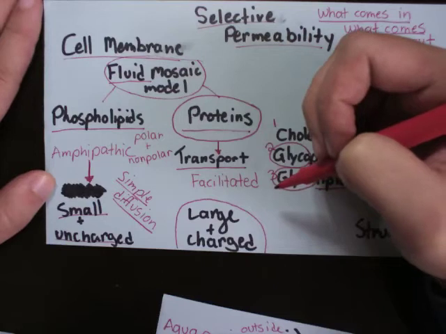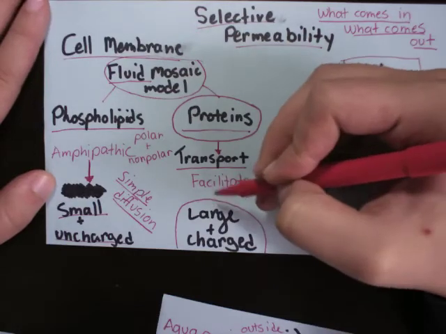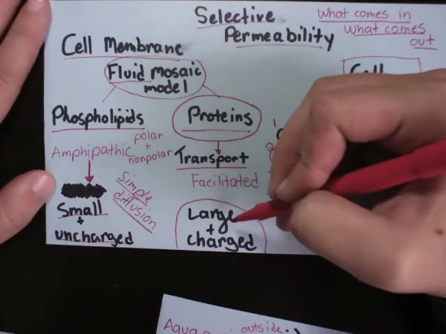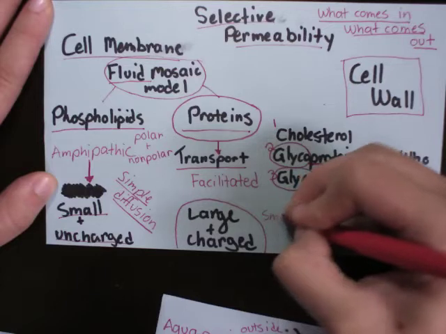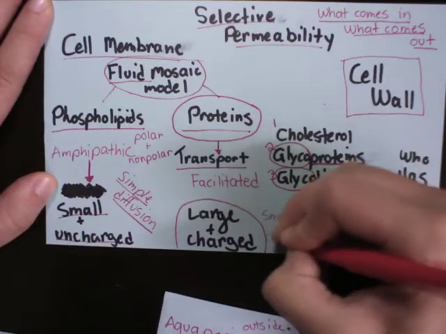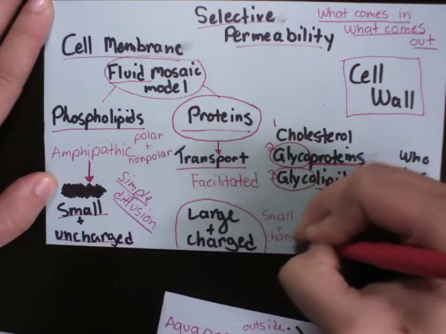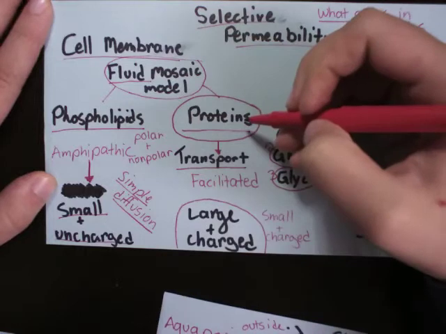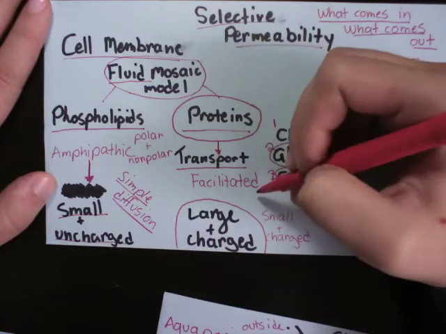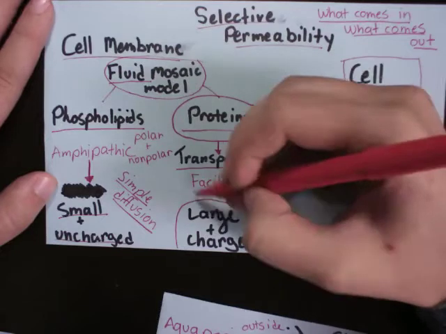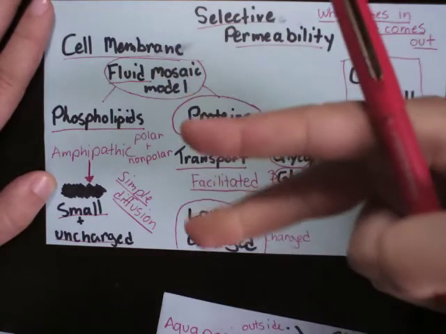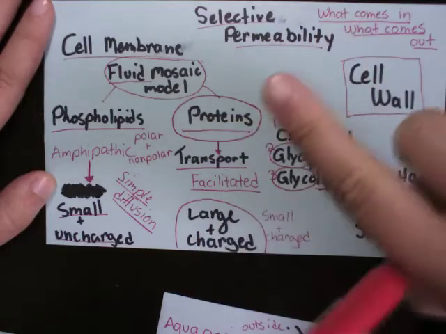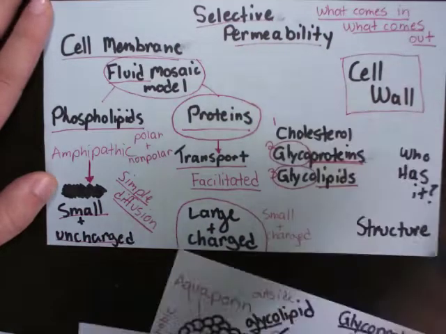Now, who gets transported? Particles that are either too large to pass through simple diffusion or charged. Even if you're small and charged, you still need the help of proteins to get through the membrane. If you need the help of proteins to diffuse through the membrane, then that type of diffusion is called facilitated diffusion. So we have two different types of diffusion through the membrane, both of which happen through selective permeability.